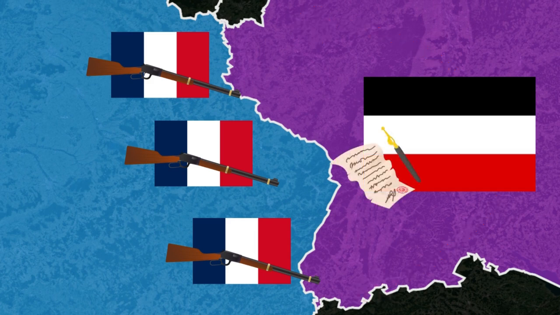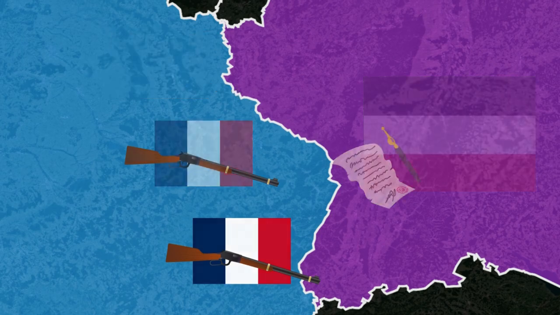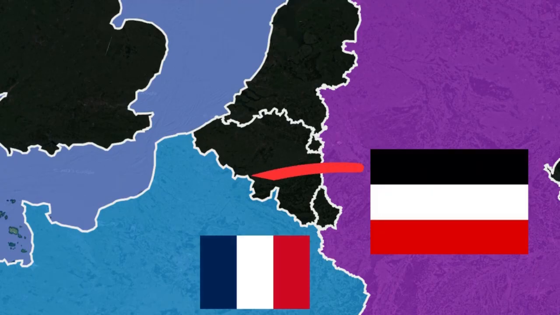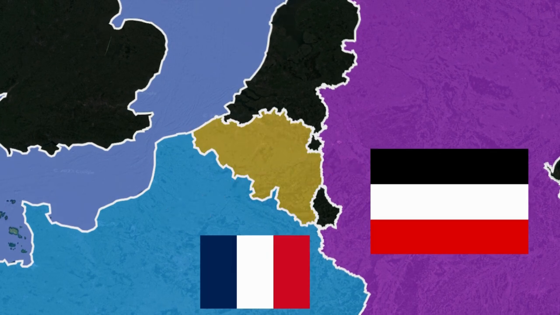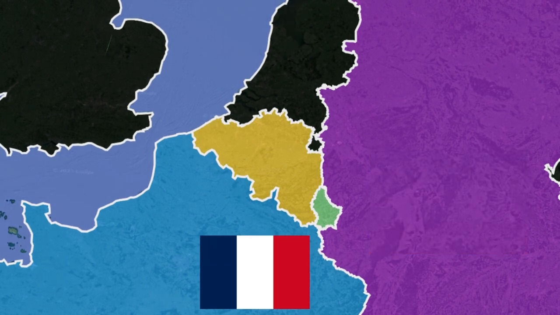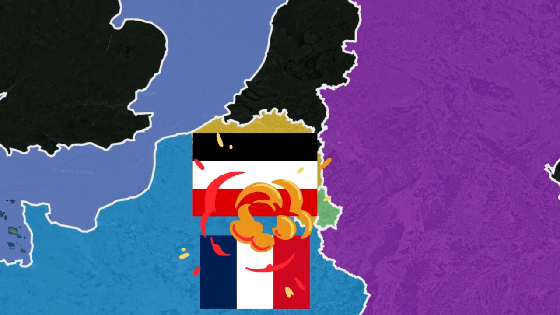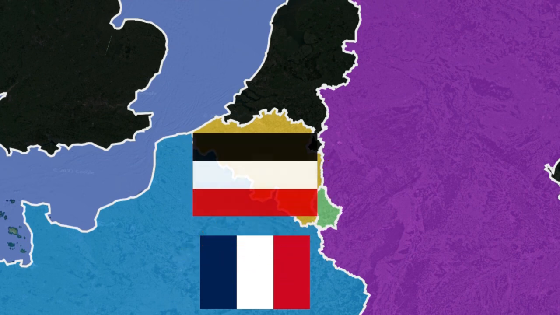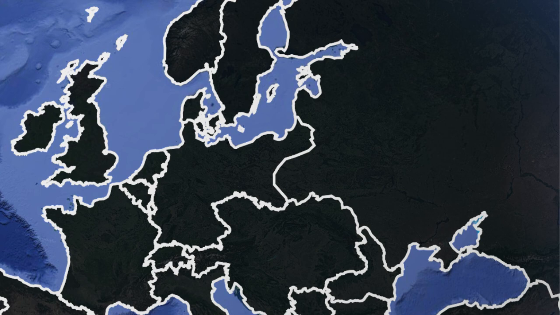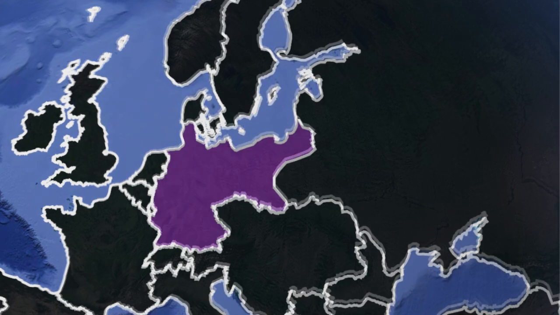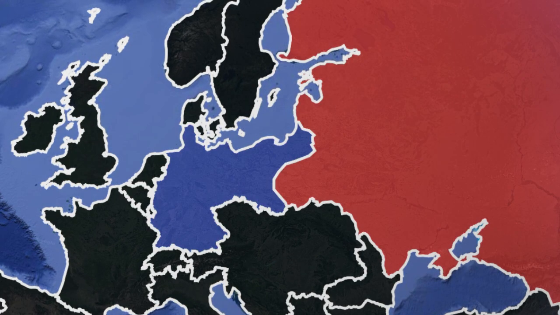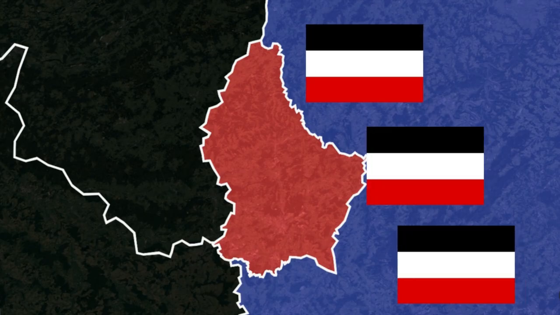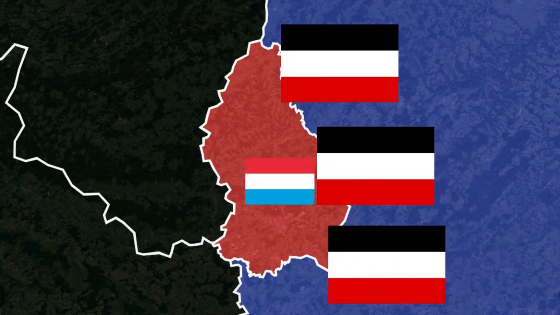The Schlieffen Plan is brought into action. This plan would be to go around the French defenses by passing through the Benelux countries of Belgium and Luxembourg and launching a surprise attack on the French from the north. These plans are brought into action, and on August 1st, 1914, the German Empire declares war on the Russian Empire and invades Luxembourg the following day.